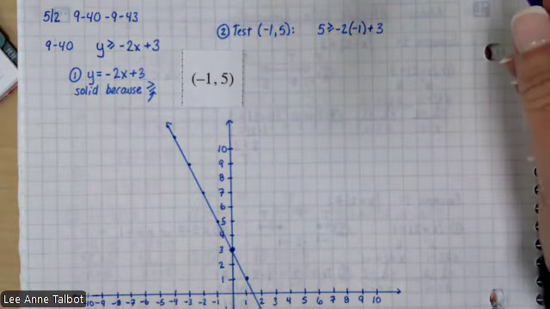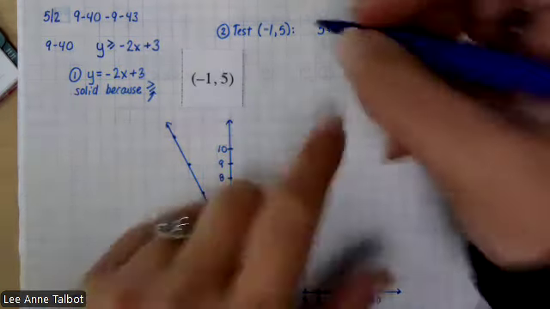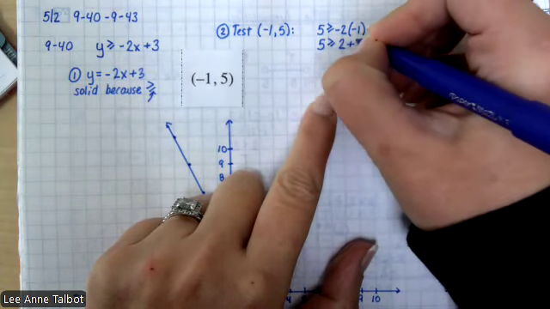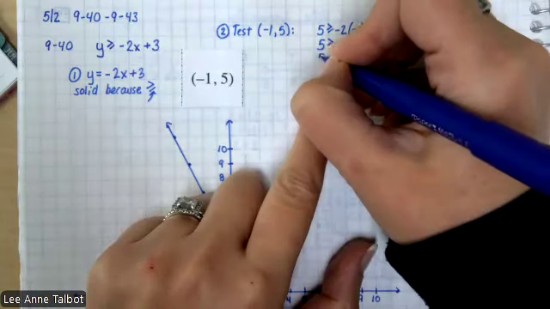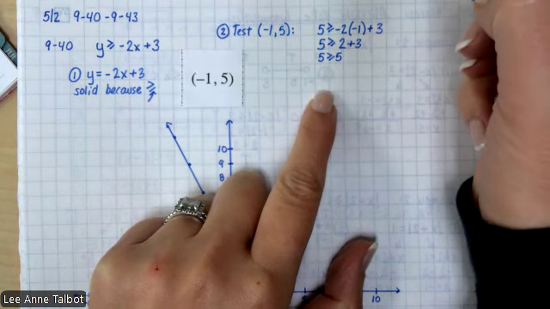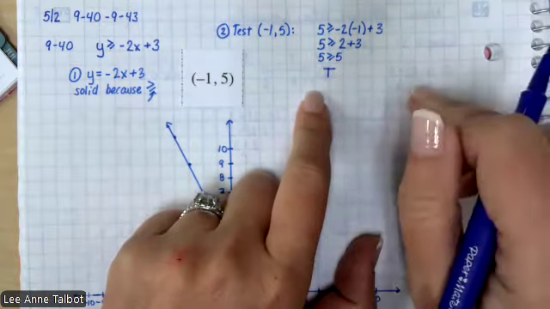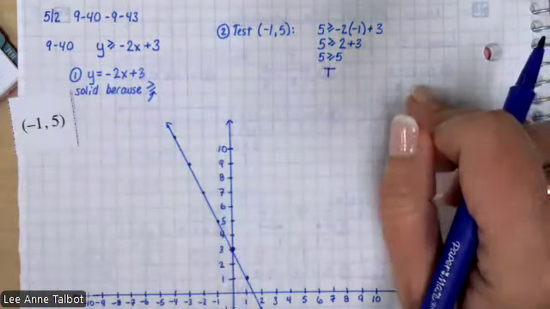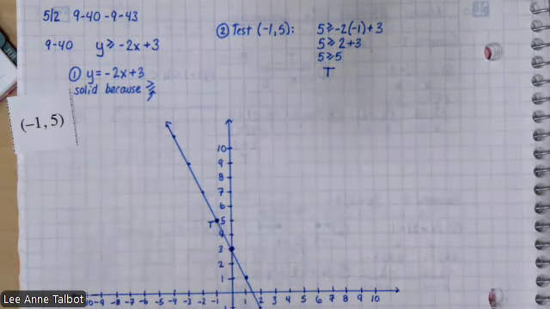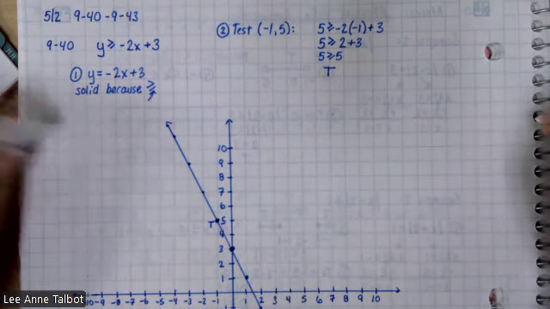Does anyone have any questions about what I did? Does that make sense? Okay, so 5 is greater than or equal to, this is positive 2 plus 3. 5 is greater than or equal to 5. Is that true or false? True. And it's true because it has the or equal to on it, so that's an option. Okay, so negative 1, 5 is true. Just gonna put a little T next to the point I already graphed, negative 1, 5.